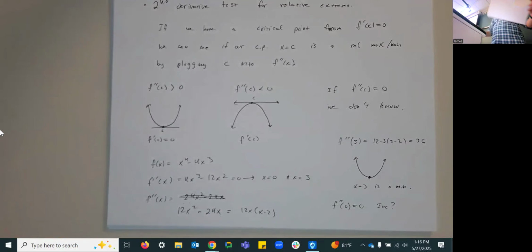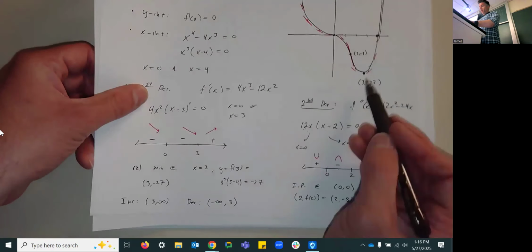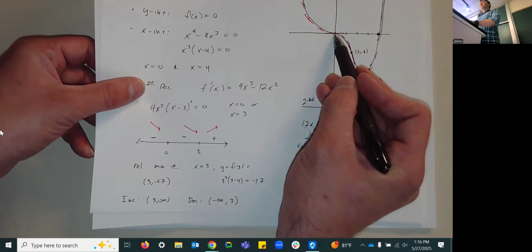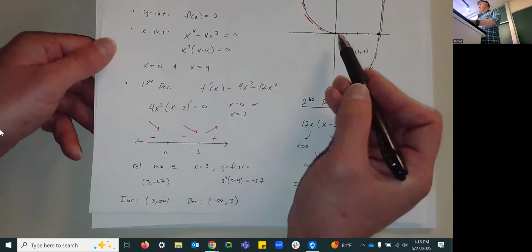So that certainly agrees with what the graph looked like, right? We can see on our graph that at 3, it was concave up and we had a relative minimum. And at 0, the second derivative was 0, so we weren't able to tell.